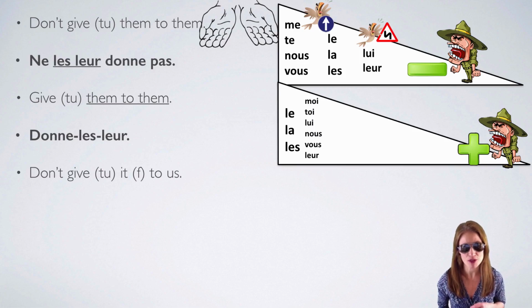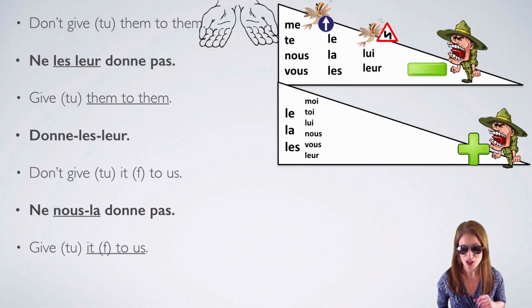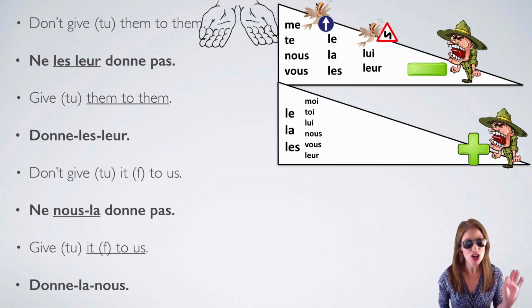Don't give it to us, addressing tu, and your it is feminine. So it's a negative command, to us, nous, comes before your it. Ne nous la donne pas. Give it to us, addressing tu, and your it is feminine. Okay, now la comes before the nous. Donne-la nous in the positive command.